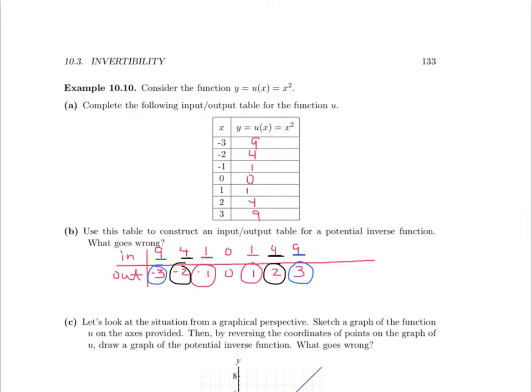Recall that every function has a very specific condition that it satisfies, namely that every input has at most one output. So if you have an equation where you put in an input and you get more than one output, that means that that process isn't a function. So that's what goes wrong in this particular case. Our potential inverse isn't a function. So I'll summarize that. The potential inverse is not a function.